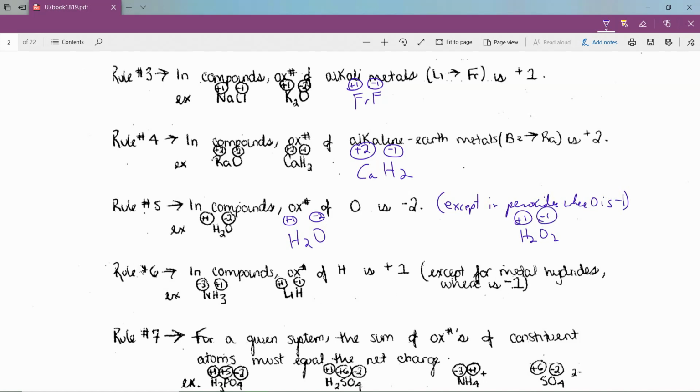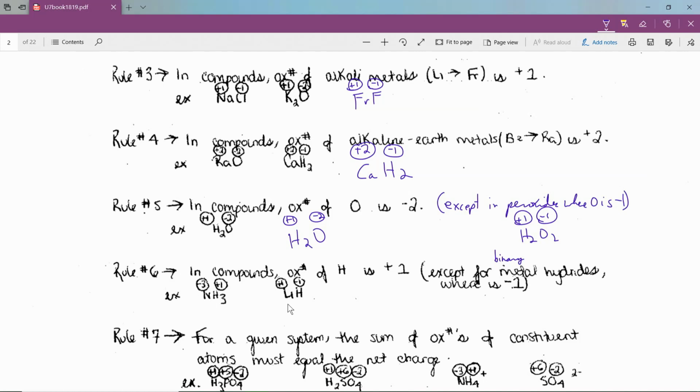Rule 6, in compounds, the oxidation number of hydrogen is +1, except for, I'm going to put in the word binary here, binary metal hydrides. In that classification of compounds, hydrogen is -1. But in just about all the ones we look at, hydrogen will be +1. So in ammonia, that's not a metal hydride. Hydrogen is going to be +1, and nitrogen -3.